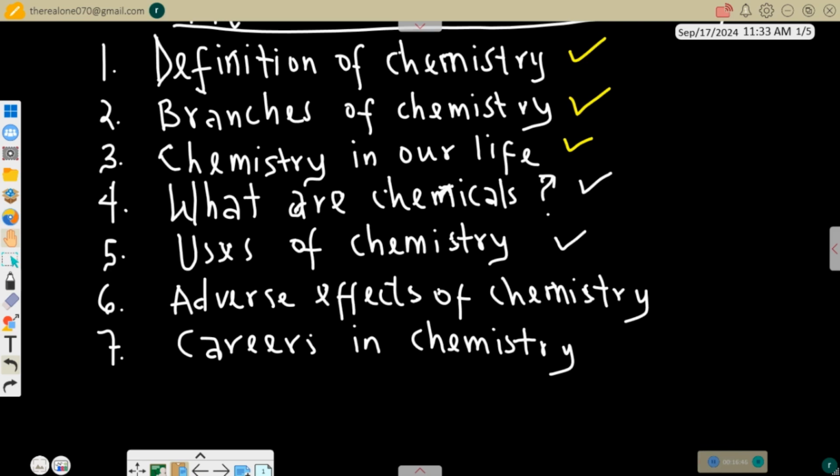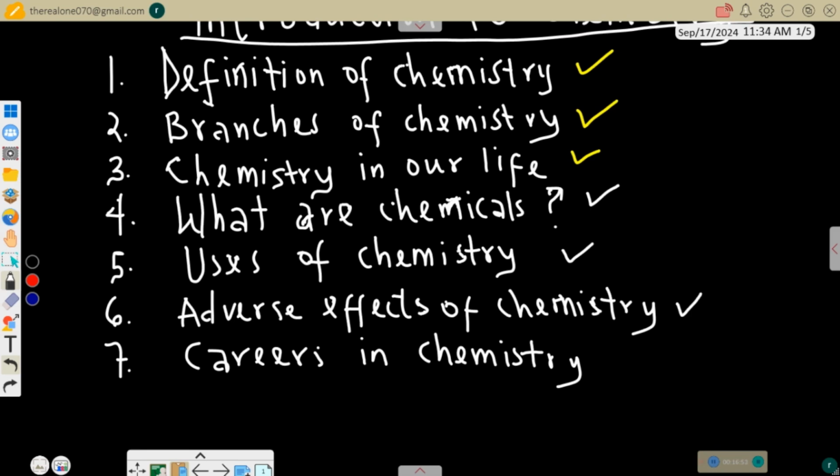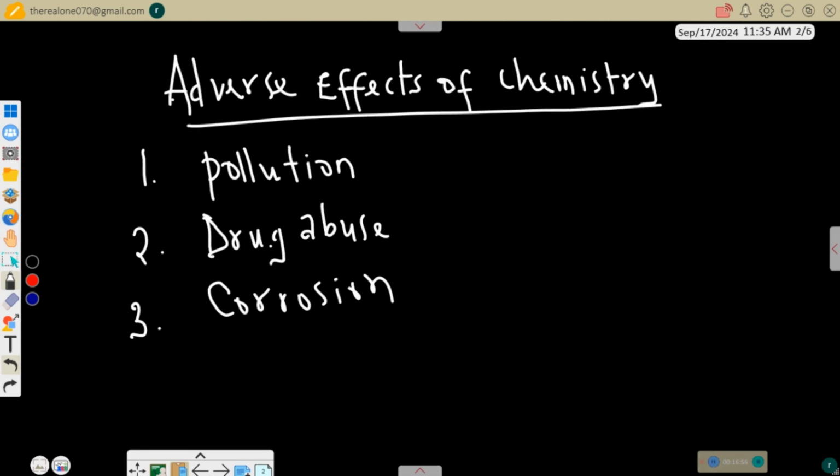Now we need to talk about some adverse effects of chemistry. Let's look at some of them. What do we mean by adverse effect of chemistry? That is some of the disadvantages of chemistry, some of the negative things that are caused by chemistry that are harmful to the life of human beings and other living things. So now, the first one is pollution. Pollution is one of the adverse effects, due to some smoke or some bad odor coming from industry, chemical industry. So this is one of the ways that chemistry is having some adverse effect.